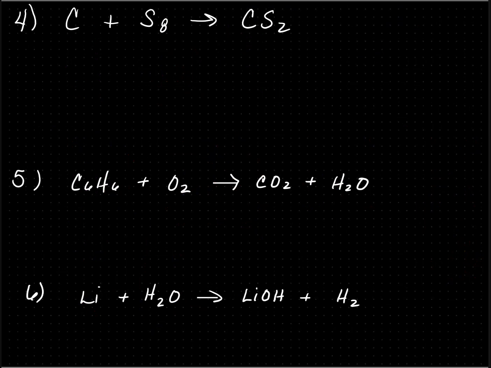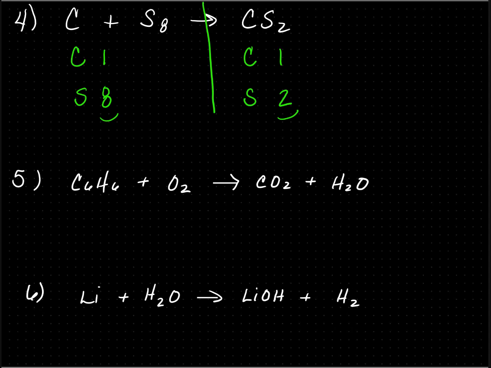So for number 4, I'm going to separate the reactants from the products. There's 1 C and there's 8 S's. On the opposite side, I'm going to write C and S. There's 1 C and then 2 S's. My C's are balanced, but my S's are not. So I need 8 S's on the right side.